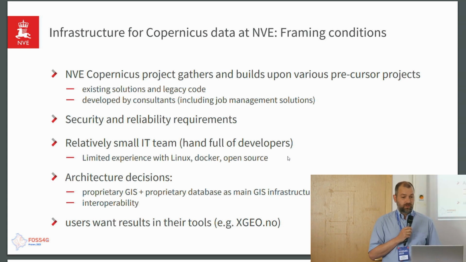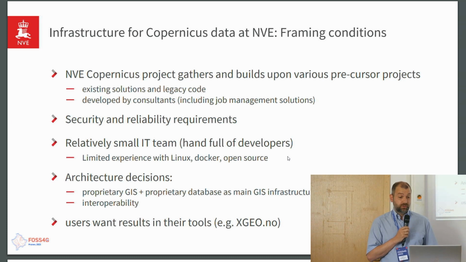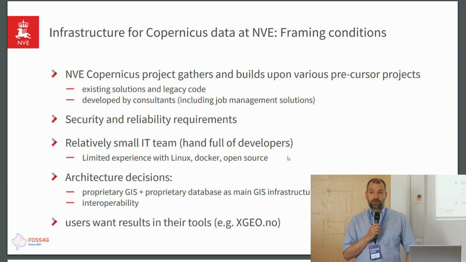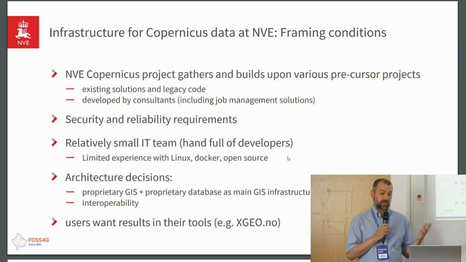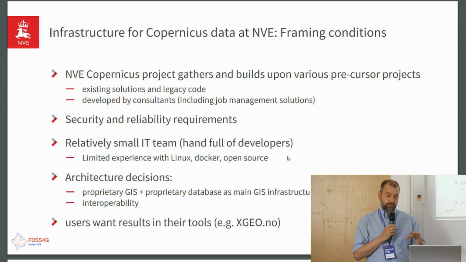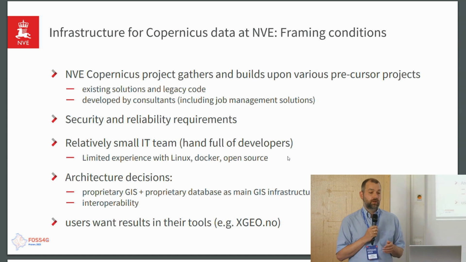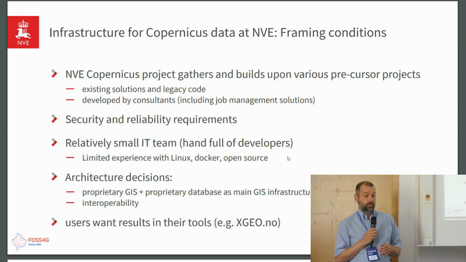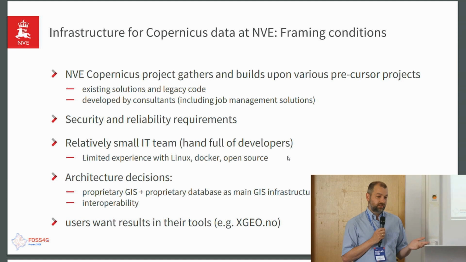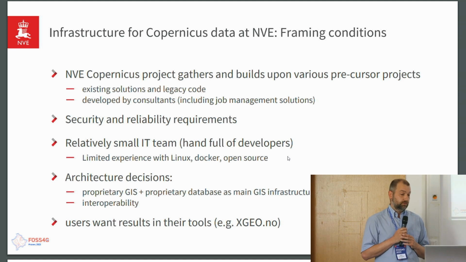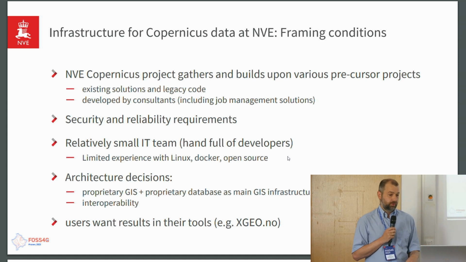So also, we are a relatively small team. We're just a handful of people working on it, and not all of us are actually working on it full-time. And there are some overarching architecture decisions that we just had to abide by. Proprietary GIS solutions are the main platform for GIS stuff, and we have to use proprietary database management systems as our backend. And that means that we have to be interoperable with those systems.